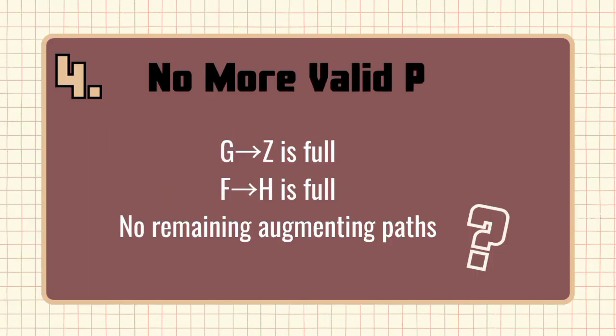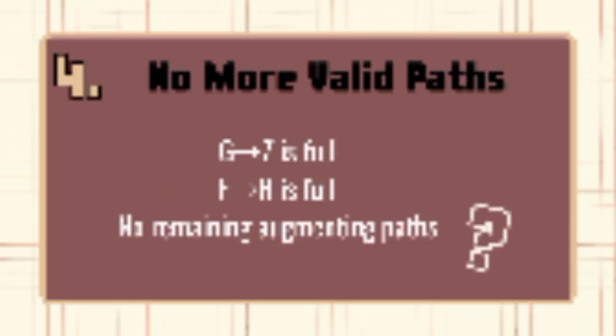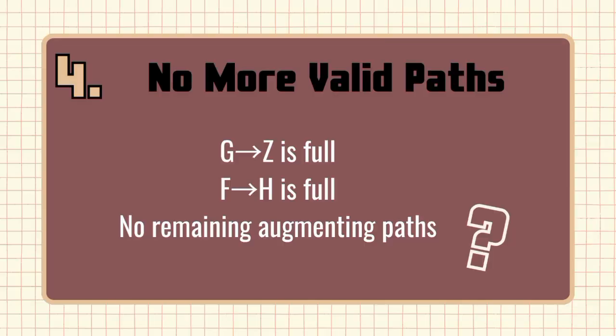Check for more possible paths. We check if any more valid path exists. We have 2 remaining branches: A to E, E to G, G to Z, and A to E, E to F, F to H, H to Z. But these are no longer usable. G to Z is already full from path 1. F to H is already full from path 2. This means we cannot push any more flow through the network.